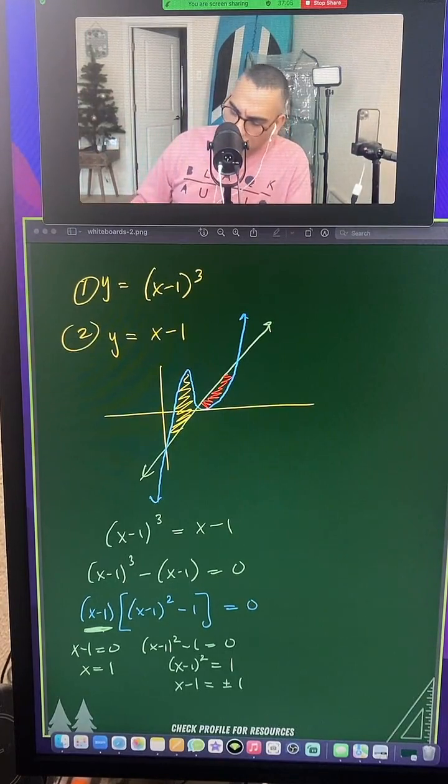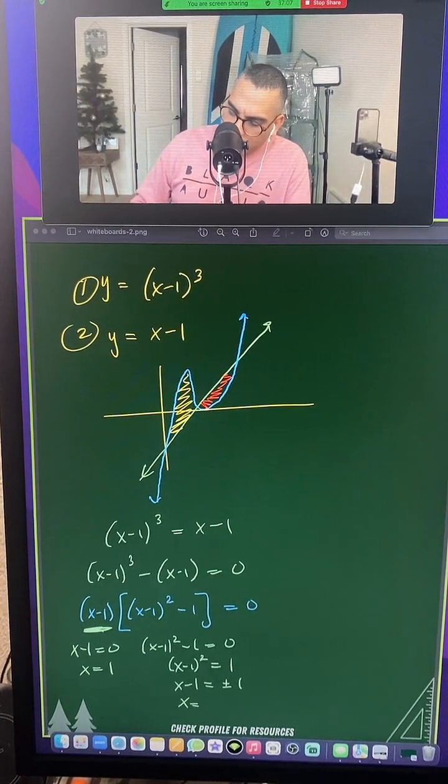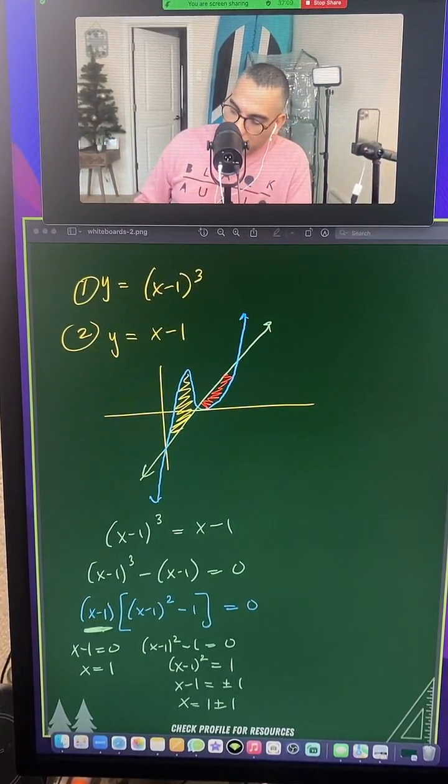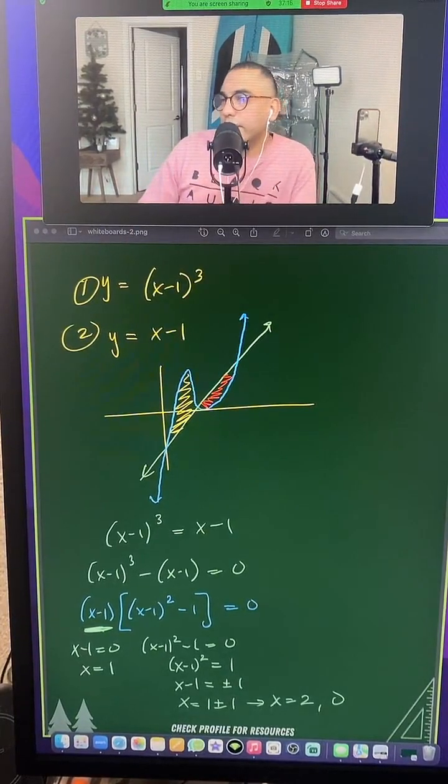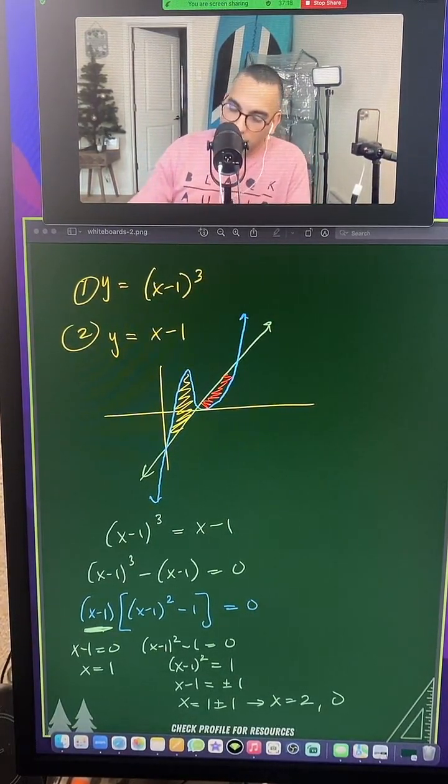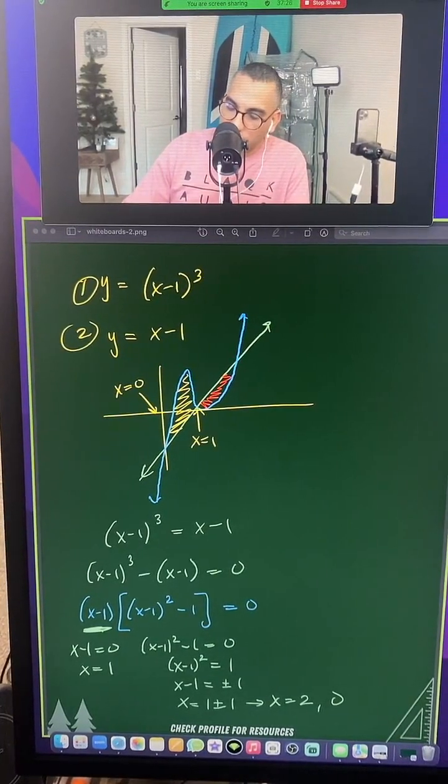Anyway, so back to this. If I add the 1 to the other side, I get x is equal to 1 plus or minus 1. And so now I have two answers. X is equal to 2 or 0. All right, so looking at the graph before I make this small, it looks like we have x is equal to 0, we have x is equal to 1, and then we have where they are equal at 2 here.